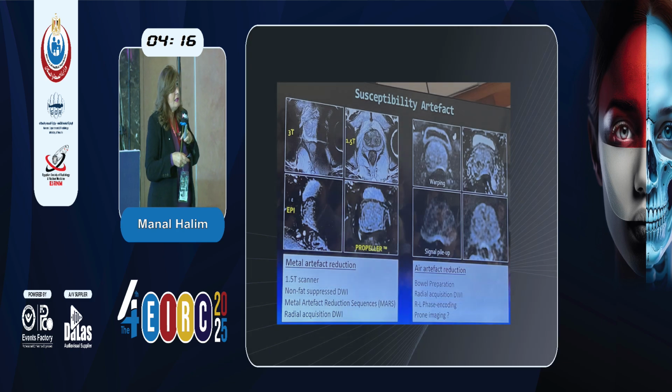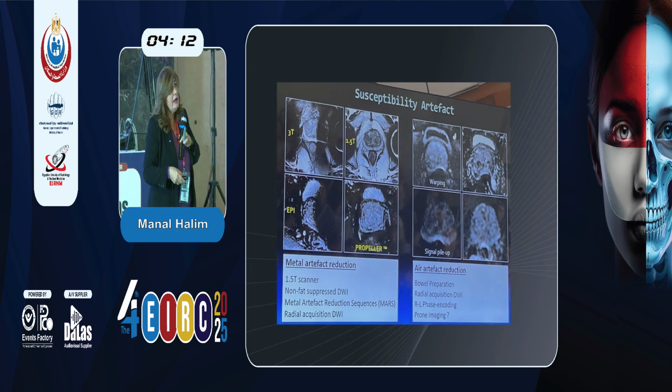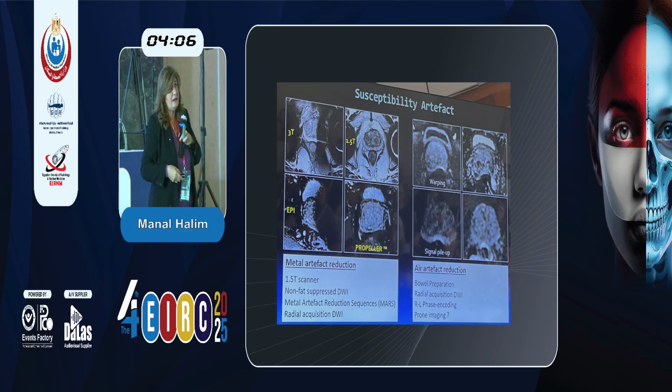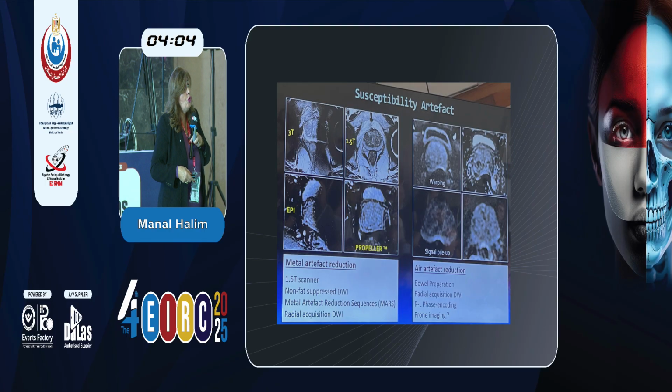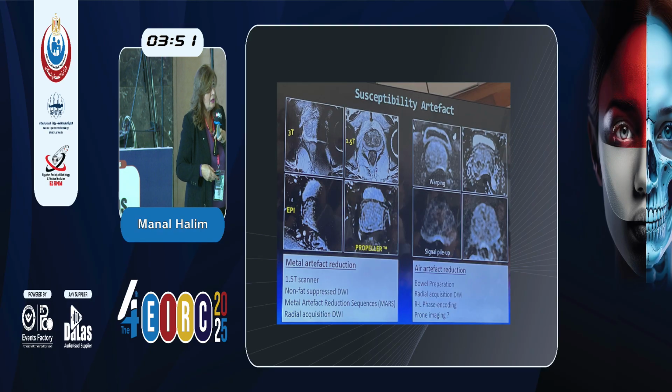What to do? Let's see. The most important two are the metal artifact reduction and the air artifact reduction. It is advised to use 1.5 Tesla, not 3 Tesla, in metal artifact reduction. It's also advised to use non-fat suppressed diffusion weighted images. A metal artifact reduction sequence is needed and radial acquisition of diffusion weighted images is needed. This helps us to reduce the metal artifact.